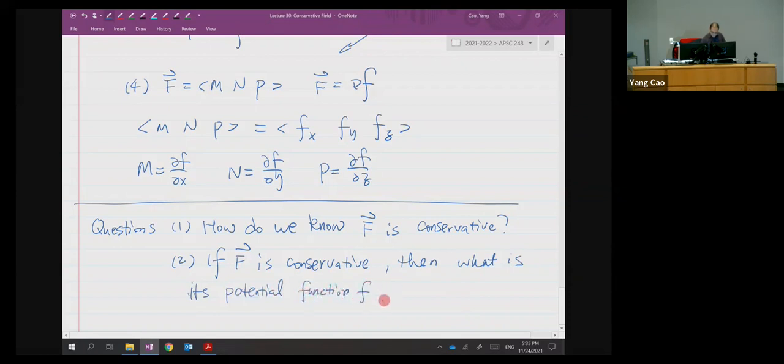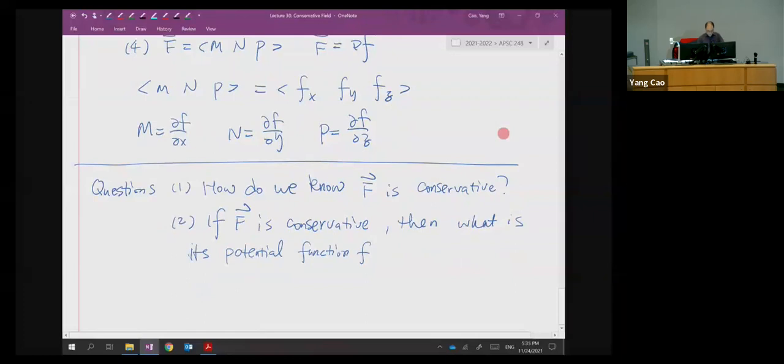Small f. And what is the potential function F? Because if F is conservative, we know that if you take the gradient operation of the scalar function, the potential function f, you should get back the vector, the conservative field F. So the question basically is, how do I find the potential function?